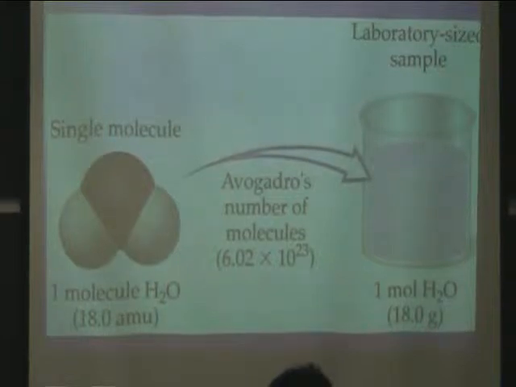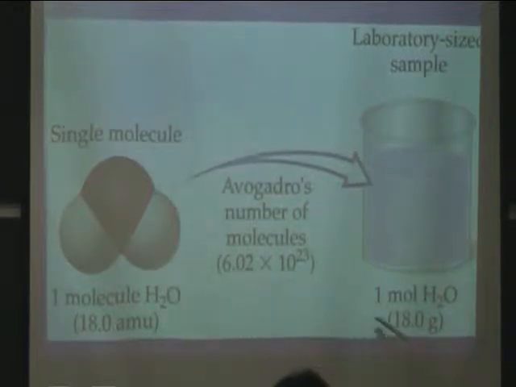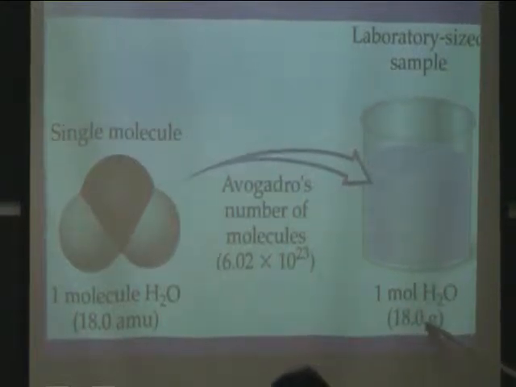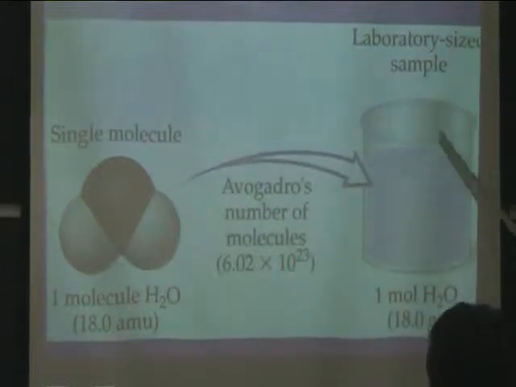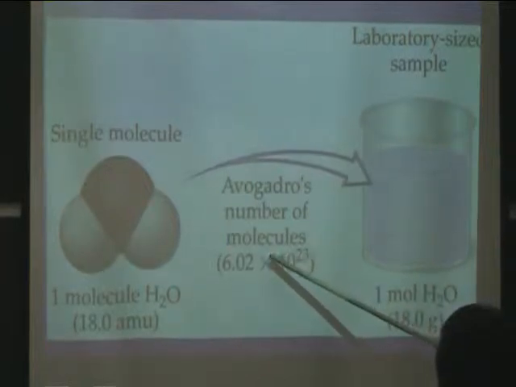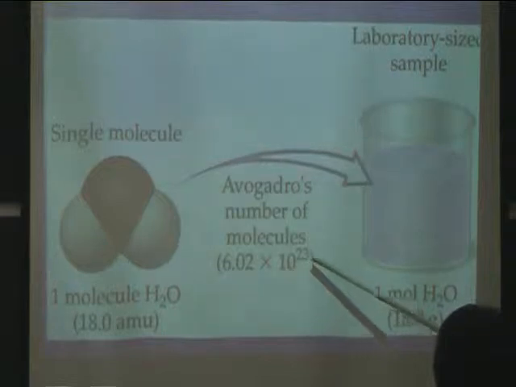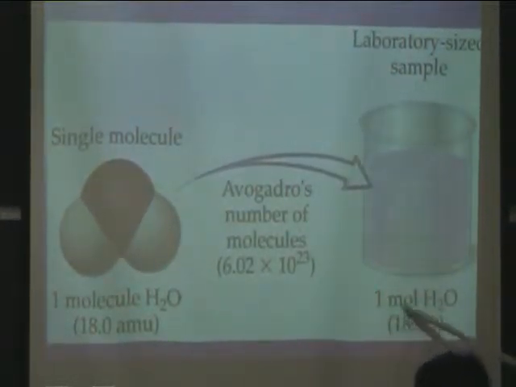For example, 1 molecule of water has 18 amu. But in 1 mole of water, we have 18 grams of water. This is a laboratory size sample. 1 mole of water, 18 grams. In 18 grams, we have 6.02 times 10 to the power of 23 molecules of water. So we can interpret this, and we can do a lot of exercises from here.